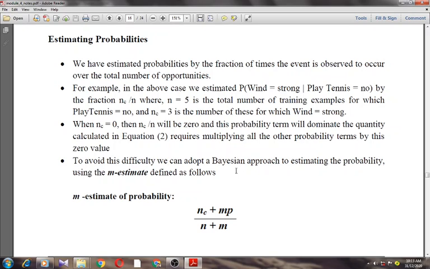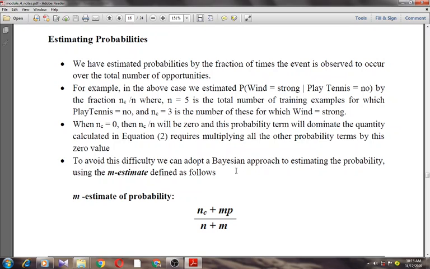So this raises two difficulties. The first one is that nc by n produces a biased underestimate of the probability. The second difficulty is that when this probability estimate is 0, this probability term will dominate the Bayes classifier if the future query contains wind equal to strong. The reason is that the quantity calculated in the previous equation requires multiplying all the other probability terms by the 0 value.